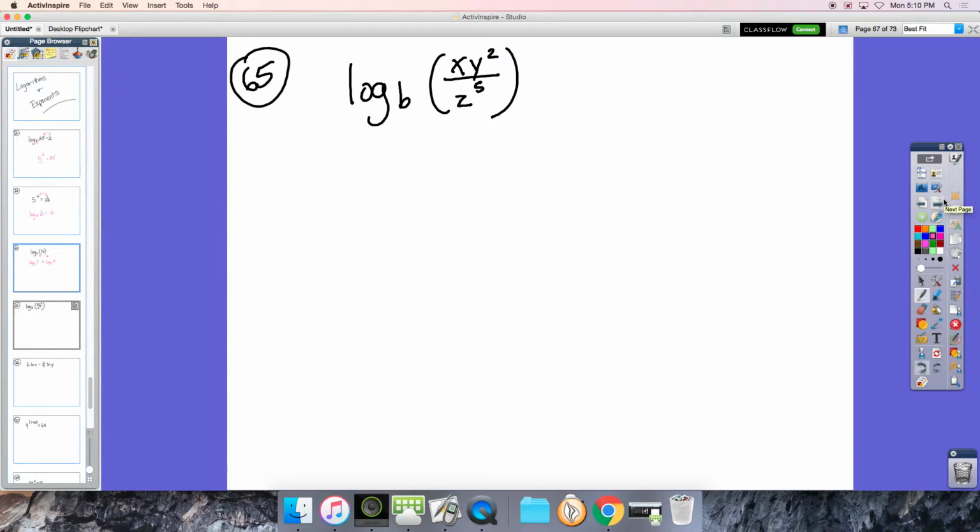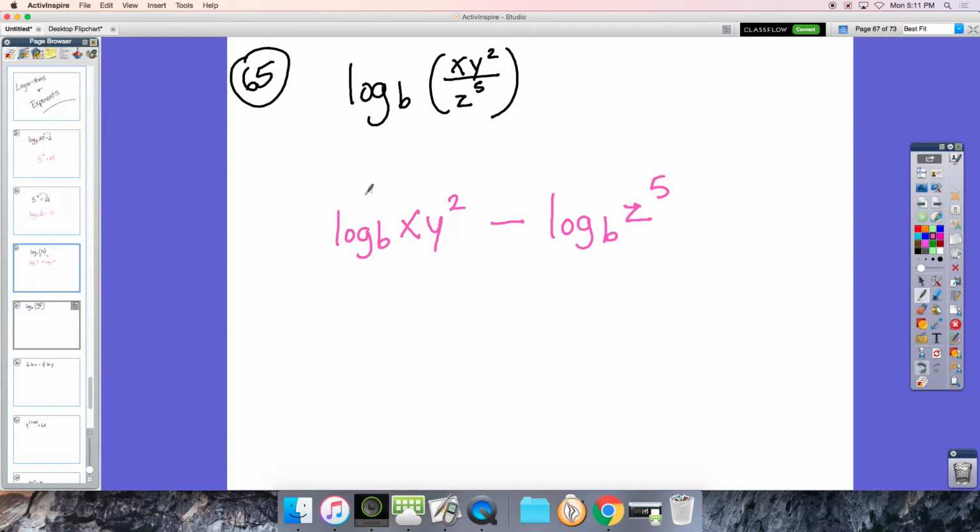65 says to expand it as much as possible. When you're multiplying, you add, but here we're dividing, so we're going to subtract the logs. I have log base b of xy squared minus log base b of z to the 5th, and they're subtracted because they're being divided.